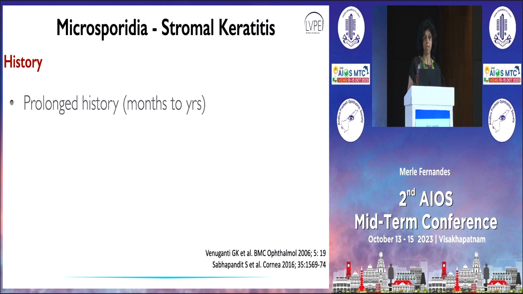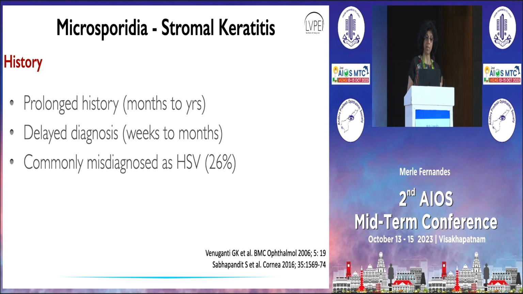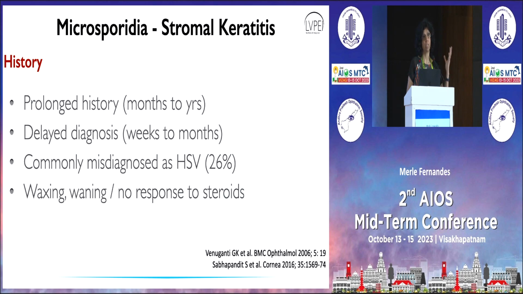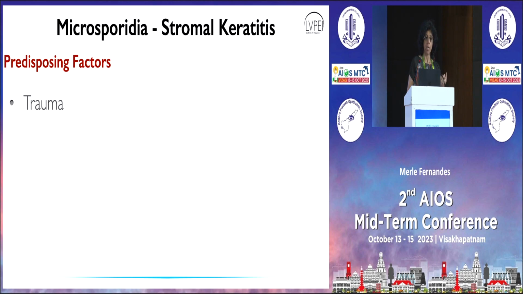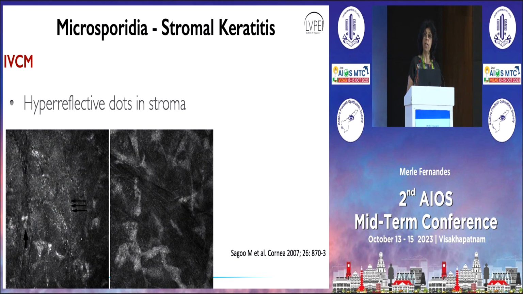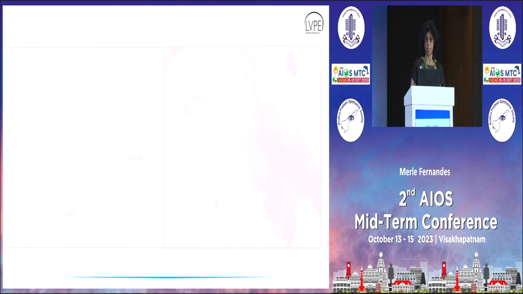These cases of microsporidial stromal keratitis have a prolonged history, months to years, with a waxing and waning appearance. The diagnosis is delayed because we often misdiagnose it as HSV, and they don't respond to steroids, or they show initial response and then worsen. The predisposing factor here again is trauma or contaminated water, or contact with some animals. If you have access to IVCM, you can appreciate hyperreflective dots in the stroma. This is a tool that not everybody has.